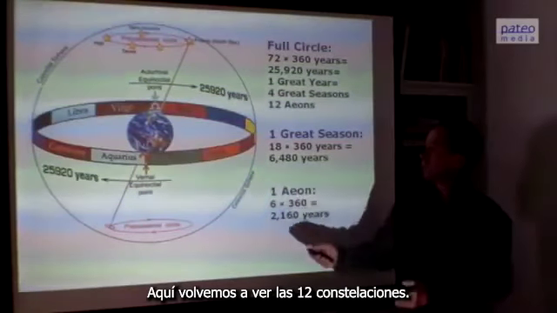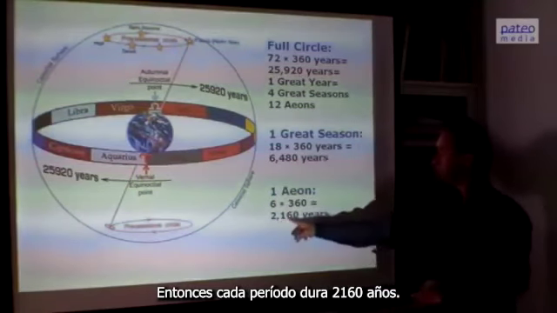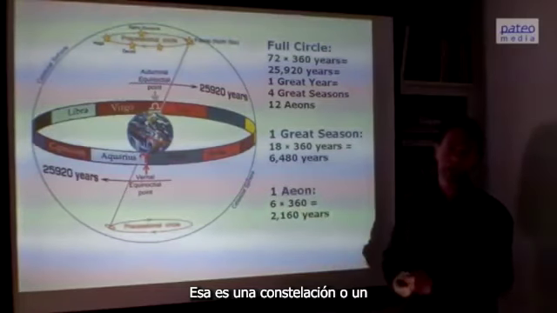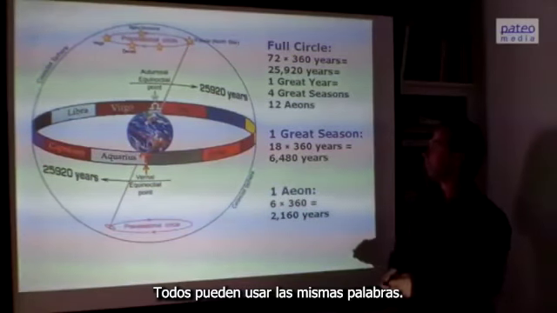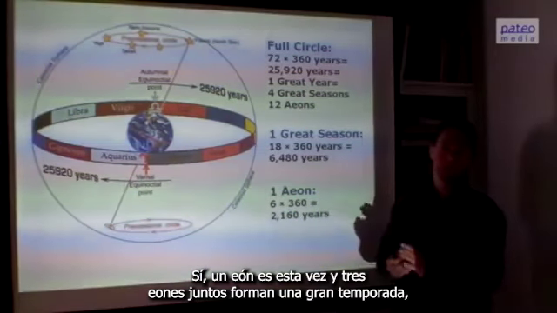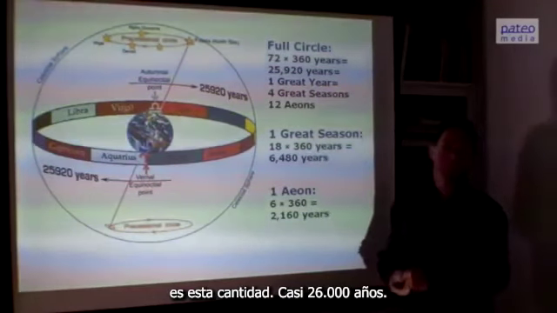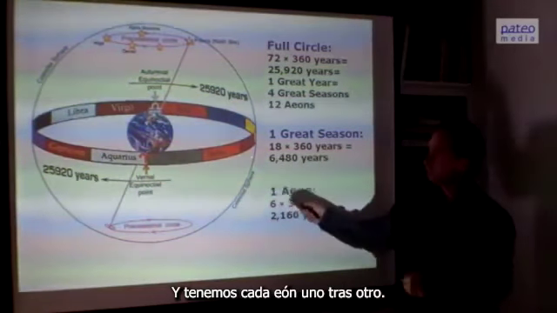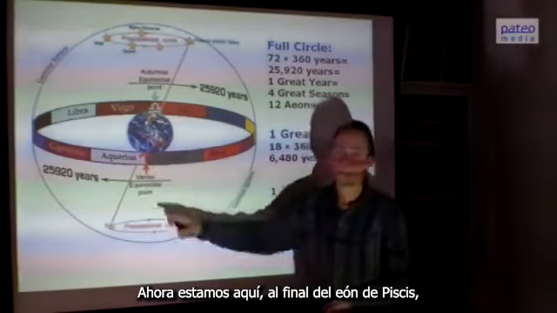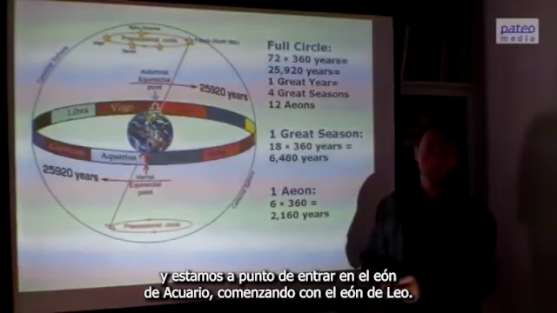Here we see the 12 constellations again. So each period takes 2,160 years. That's one constellation, or one eon, or era, or age. You can all use the same words. Yeah, 1 eon is this time. And 3 eons together form a great season, great winter or great spring. And the total is this amount, nearly 26,000 years. And we have each eon after one another. We're now here at the end of the eon of Pisces, and we are about to enter the eon of Aquarius.